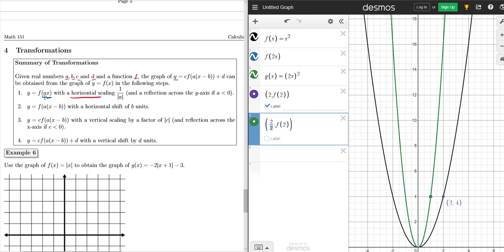Alright, so now let's take a look at another transformation. What happens if after multiplying by some a, you also have some x minus another number? Well, this one here is going to be a horizontal shift. So again, horizontal means changing the x by b units.